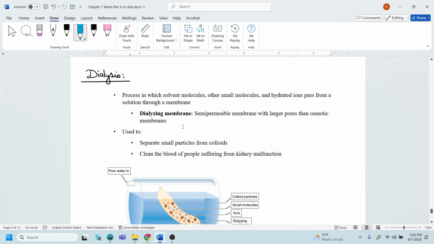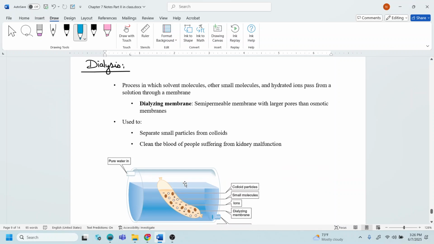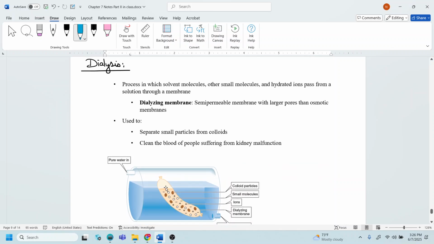Dialysis is the process in which the solvent molecules and other small molecules pass through. So here we do have a dialysis tube. The dialysis tube does have pores, and the pores are larger than the pores of the osmotic membrane. So the dialysis tube allows the exchange of small molecules and ions from the tube into the solution. Okay, so we would have an exchange of these ions in there.